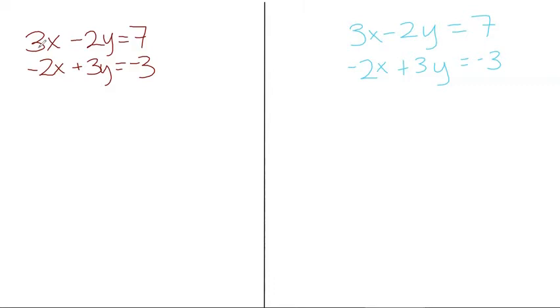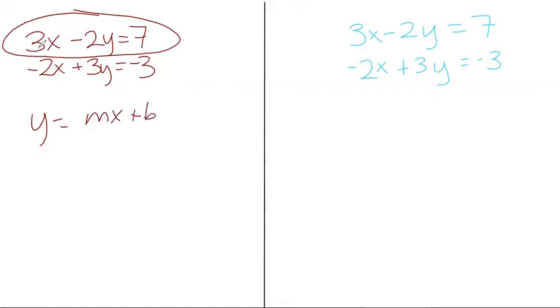If we are substituting, all that means is that we're just trying to make sure that one of these variables is written in terms of the other. So let's say we use the first equation. We could rewrite this equation so that it's y in terms of x. We're trying to solve for y in terms of x. So in this case, you would have y is equal to some mx plus b. We're trying to get to this form.